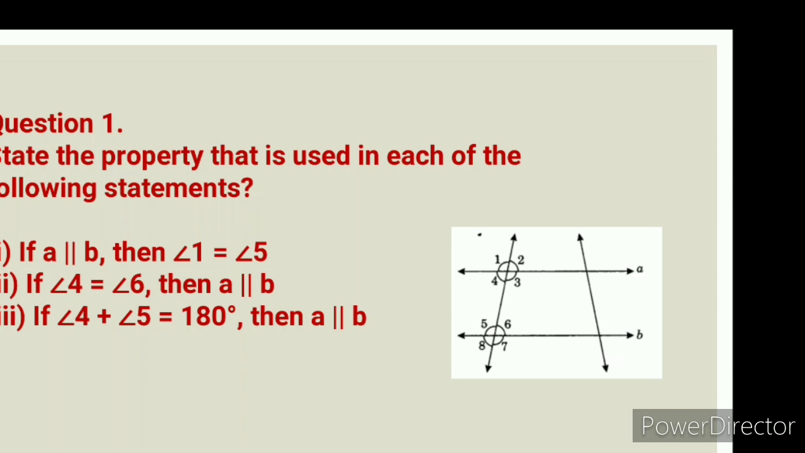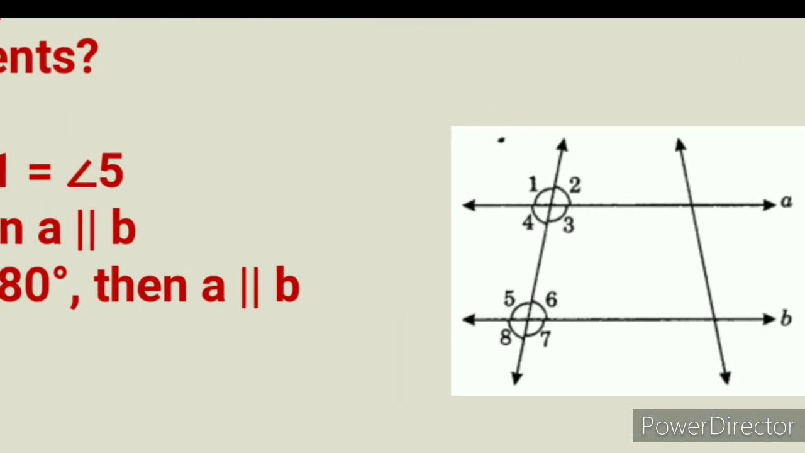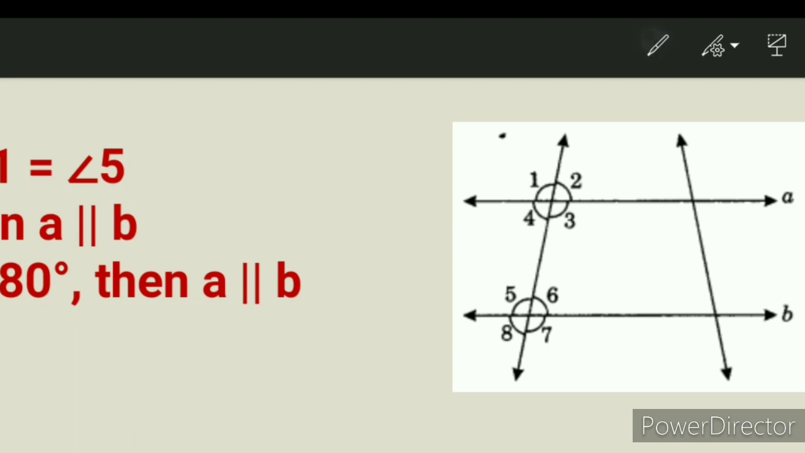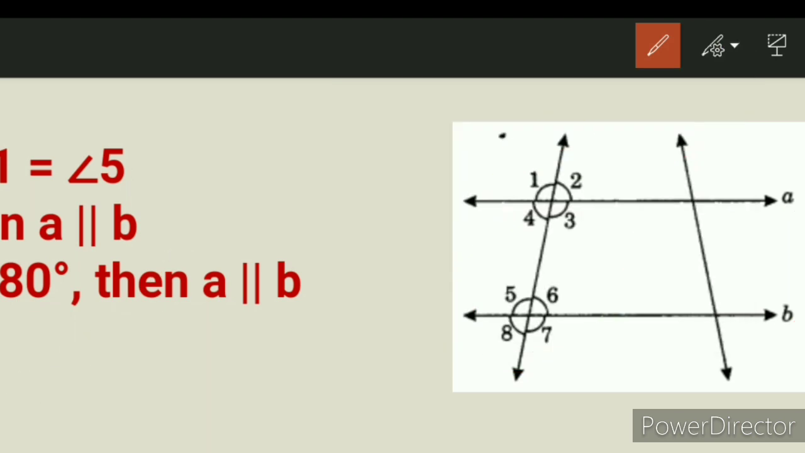First question: state the property that is used in each of the following statements. In the question, we should name the property. Okay, first one, look at the figure. There are two parallel lines, A and B. These two are parallel lines. The other two lines are transversals. Here we have two transversals, but angles are mentioned only for one transversal. Got it? So we have to use these angle points to answer these questions, that is, we should name the property.